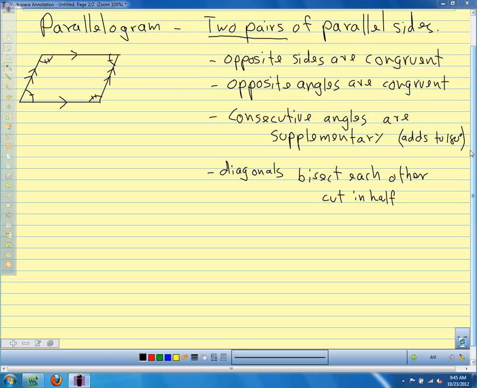So let's go down to the right and talk about a rhombus. A rhombus is a parallelogram. It's connected to the box that says parallelogram there. It has all of these things that a parallelogram has. All of these things that are true about a parallelogram are true about a rhombus. But a rhombus has a couple of other extra things. All four sides are congruent.